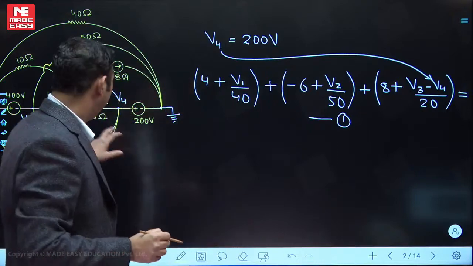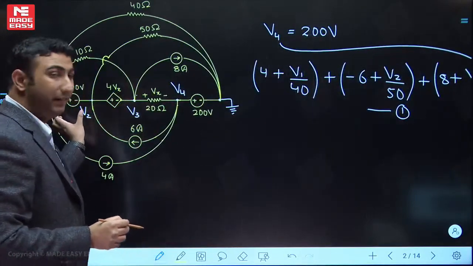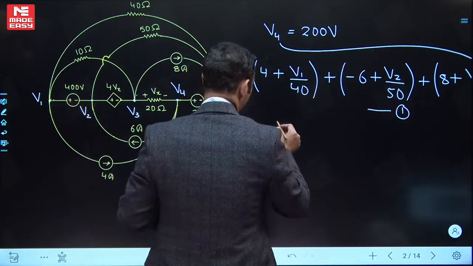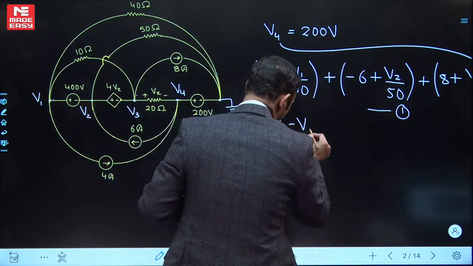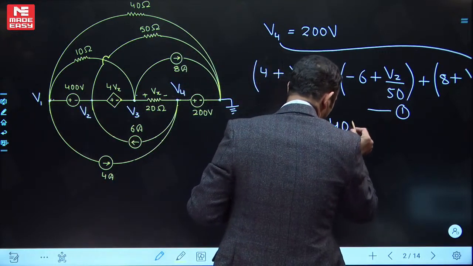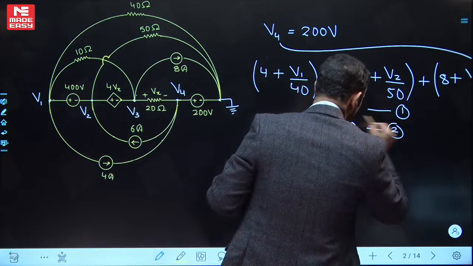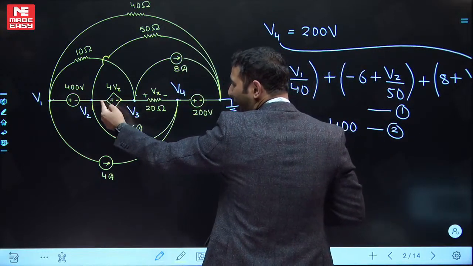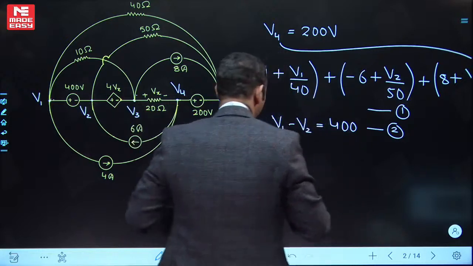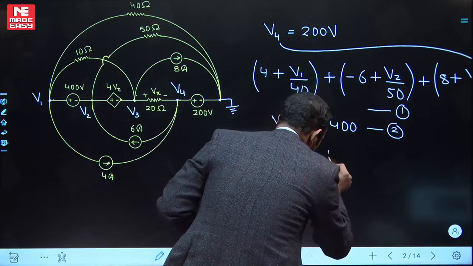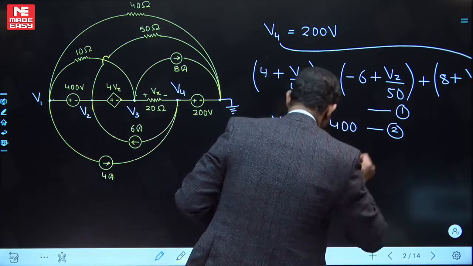Second equation कहाँ से मिलेगी? Second मिलेगी super nodes के about KVL लगा के. So you can see higher minus lower, that is V1 minus V2 will be equal to the battery value or the EMF, 400 volt. Equation number second. Next equation, फिर super node पे KVL, so V2 minus V3 will be equal to 4Vx.